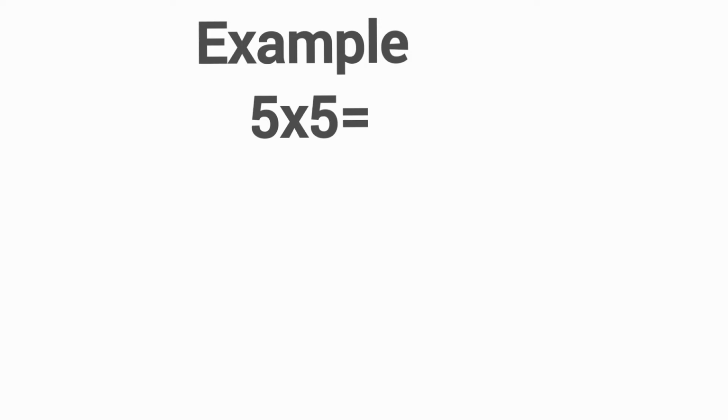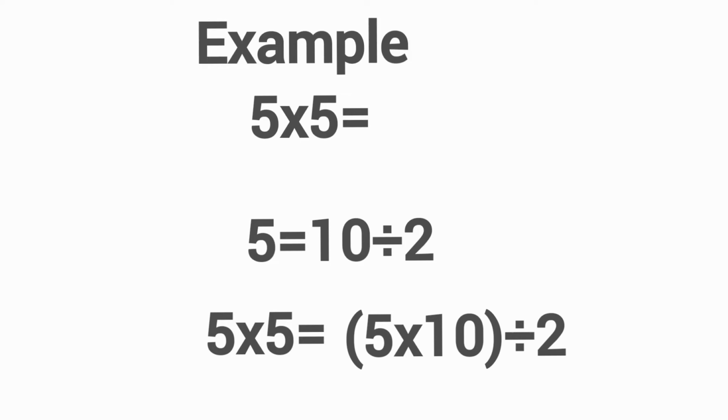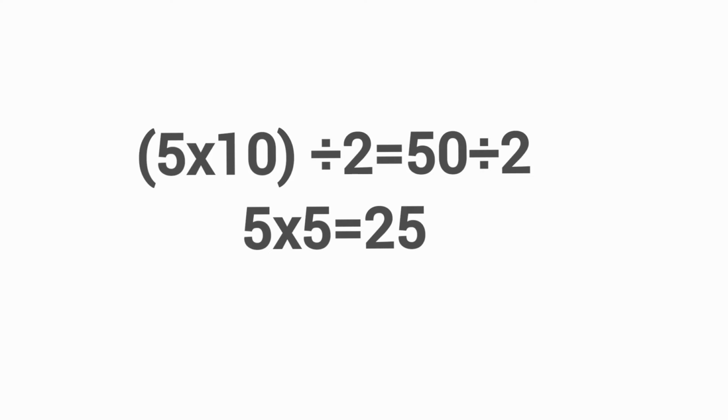Let's take this example, 5 times 5. How do we do this in a much simpler way? Looking at 5, I can tell you that 5 is the same as 10 divided by 2. So 5 times 5 is the same as 5 times 10 divided by 2, making this 50 divided by 2. And the answer is 25.